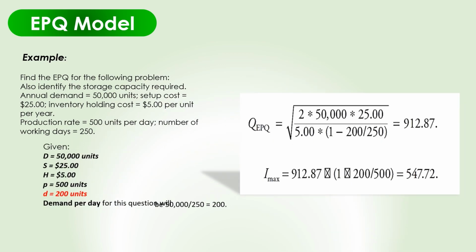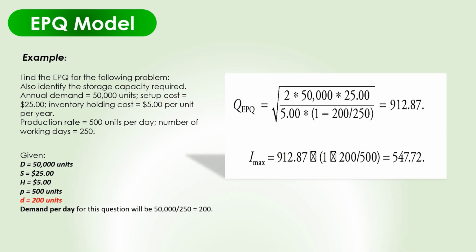So substituting the given to the formula for the QAPQ, we will have the optimal production quantity of 912.87. And para ma-compute natin yung maximum inventory, we will just use again the formula given earlier and substitute the Q in the formula. So we will get the maximum inventory as 547.72 units.